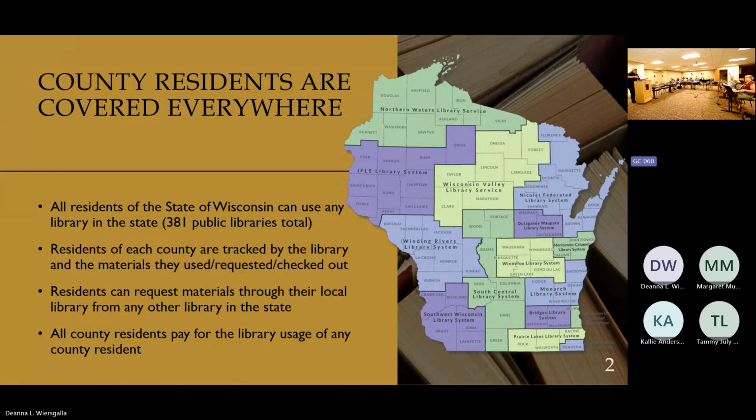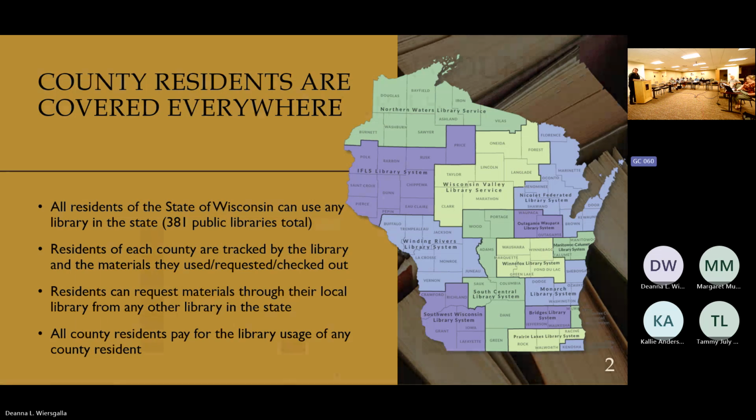And in any community, a person can request materials or services from any library of those 381 public libraries across the state. So oftentimes what our local libraries are doing is tracking who's using their materials. The libraries spend a lot of time making sure we are tracking that so that they can go back to the counties in which the residents are who are using their materials and request reimbursement for those. That's essentially what we're doing.